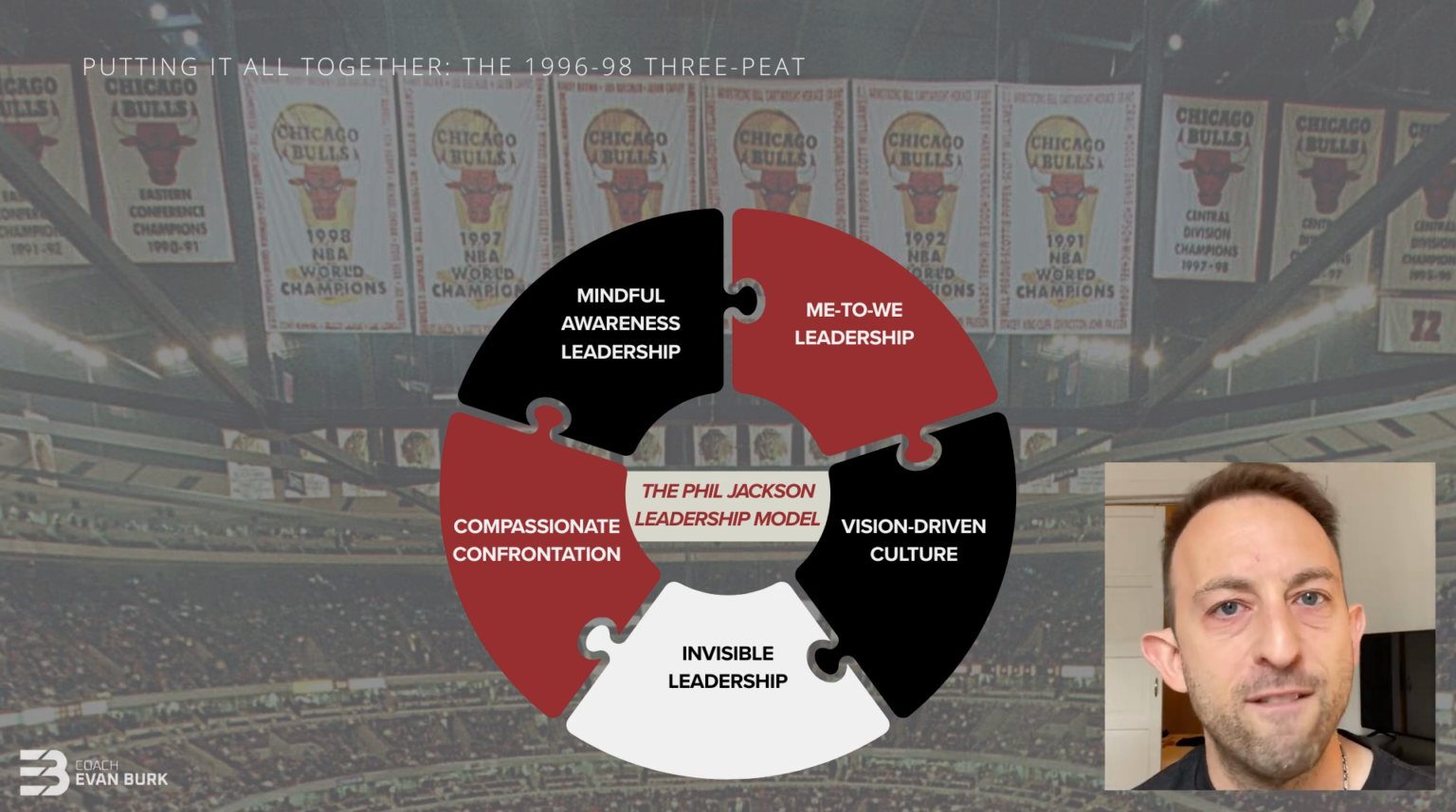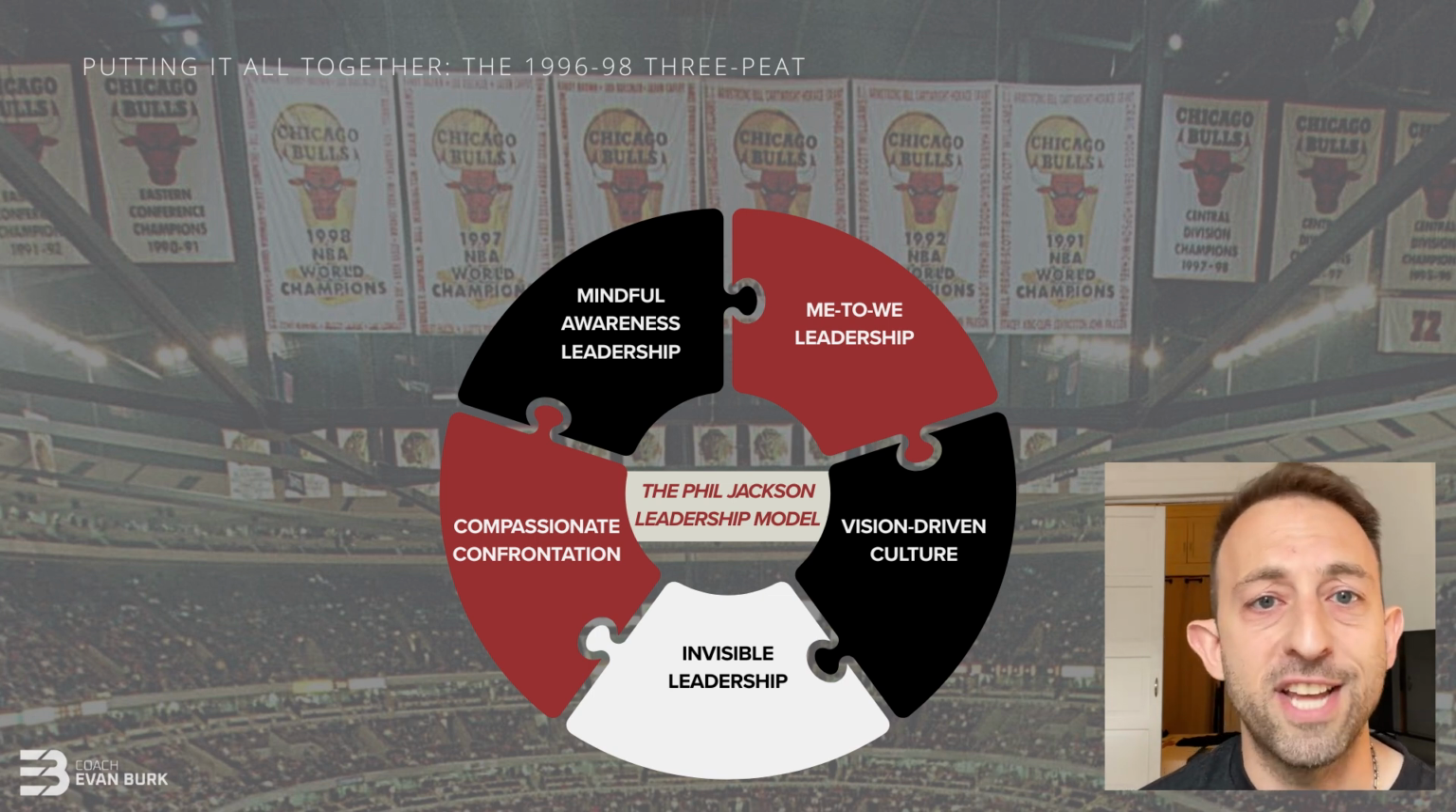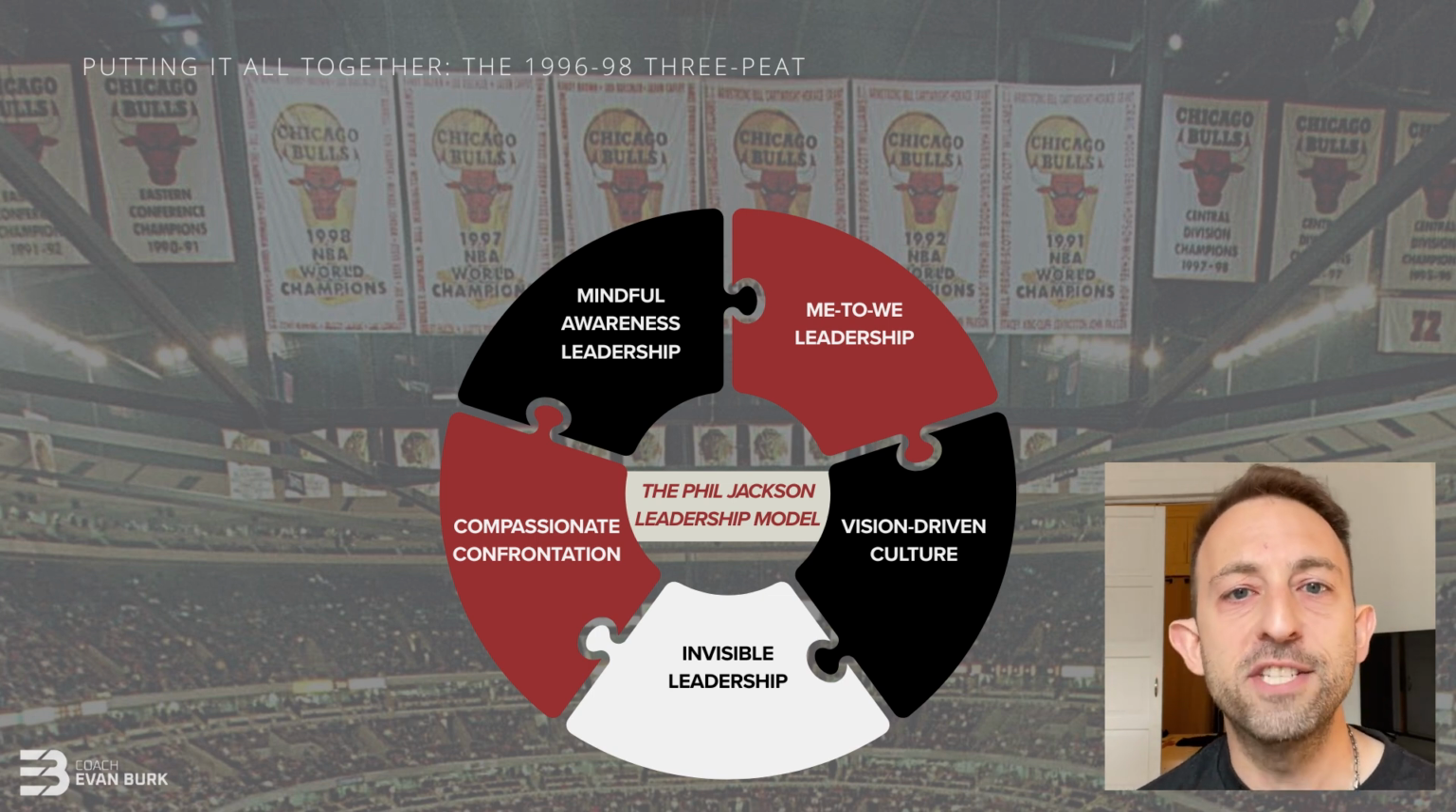Notice the sequence. Vision creates the foundation. Awareness guides the decisions. Confrontation solves the problems. And invisibility empowers others. And the we mindset ties it all together. This is the difference between good leaders and legendary ones. They don't just use isolated tactics. They create integrated systems. In your organization, this is what it could look like. Having clear vision that everyone owns, present moment decision making, problems that are addressed quickly but compassionately, and leaders developed at every level working toward collective success.